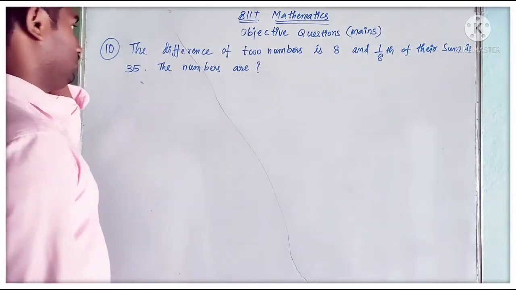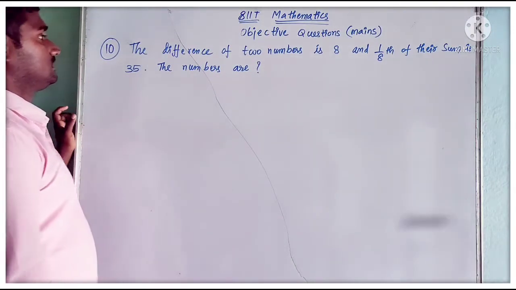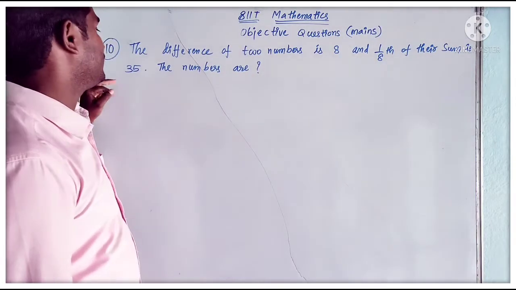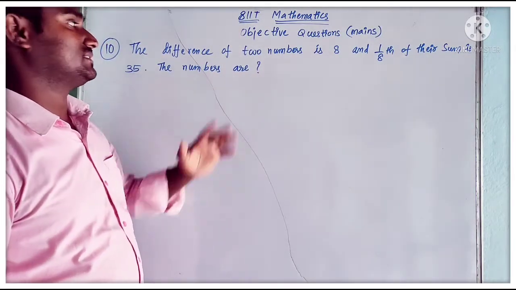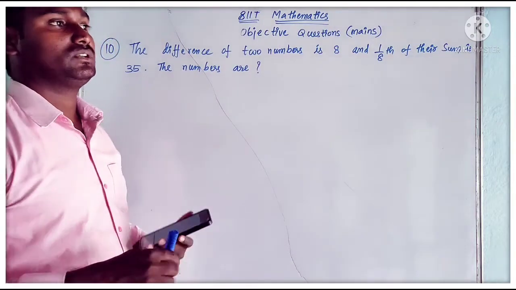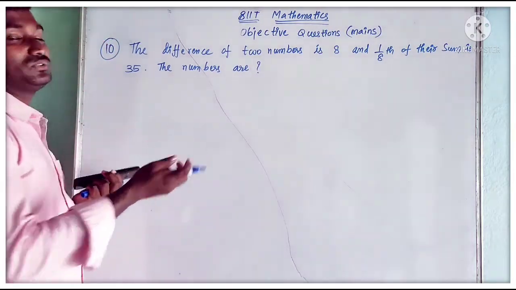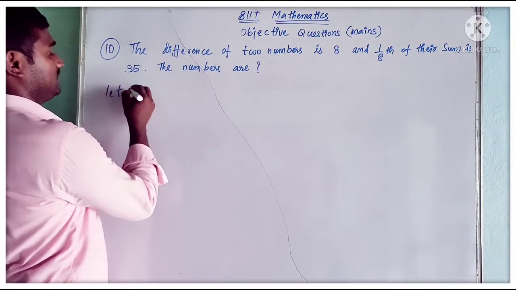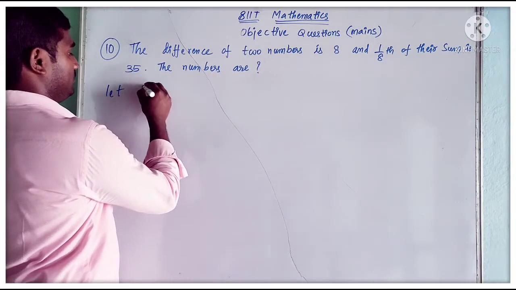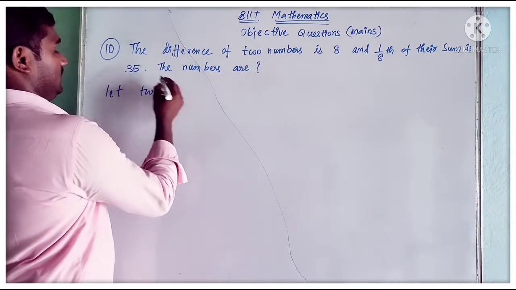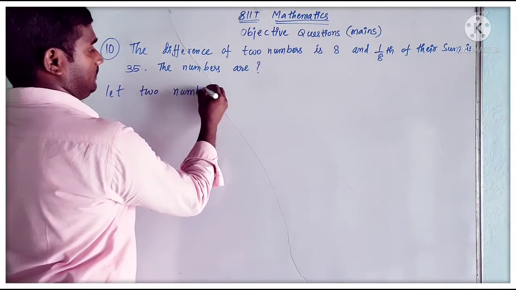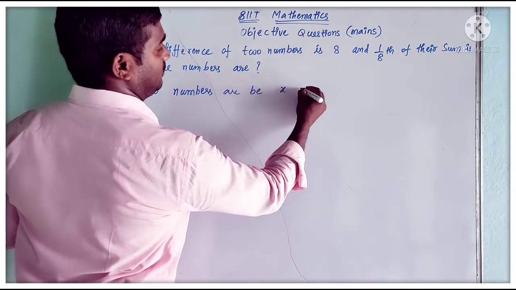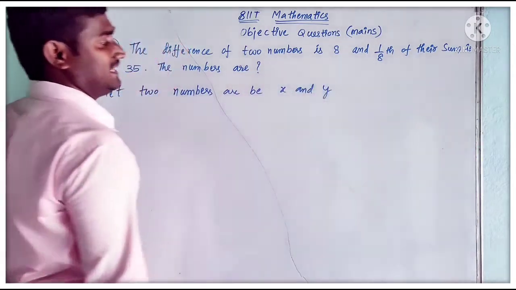Now we are going to discuss the 10th question. The difference of two numbers is 8 and 1/8 of their sum is 35. Then find the numbers. We don't know the two numbers, so we need to find them. Let the two numbers be x and y.